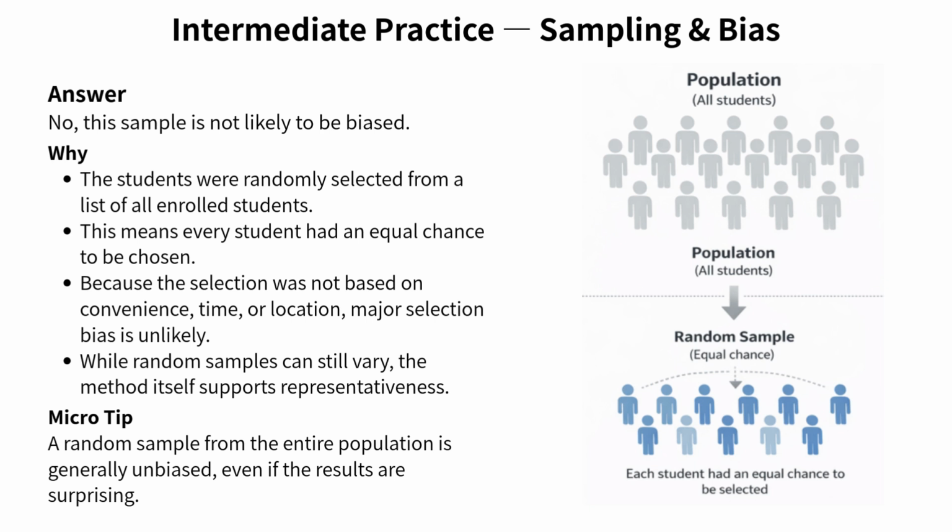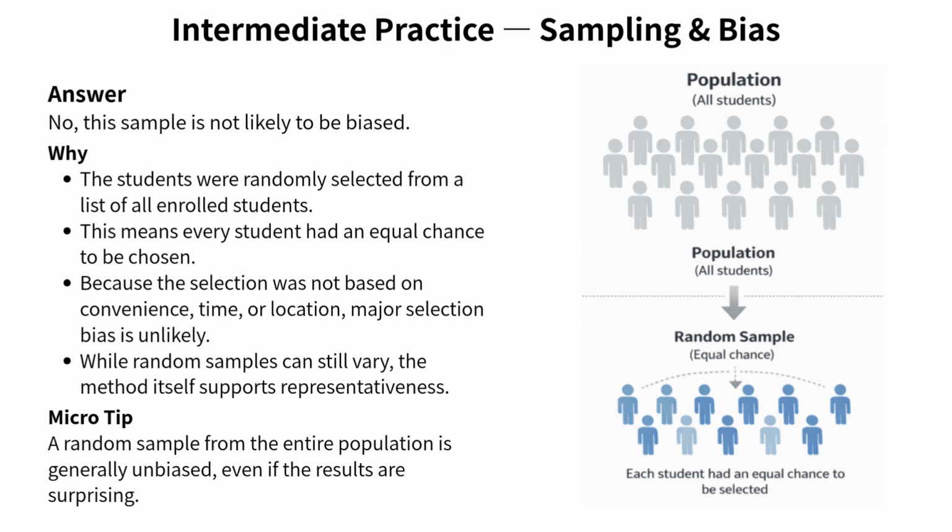This highlights an important principle. Random sampling does not guarantee a perfect result, but it does give every individual an equal opportunity to be included. That is what makes the sample generally unbiased. The micro tip at the bottom reinforces this. A random sample from the entire population is generally unbiased, even if the results are surprising. Surprising outcomes don't indicate bias, they're just part of natural variation.